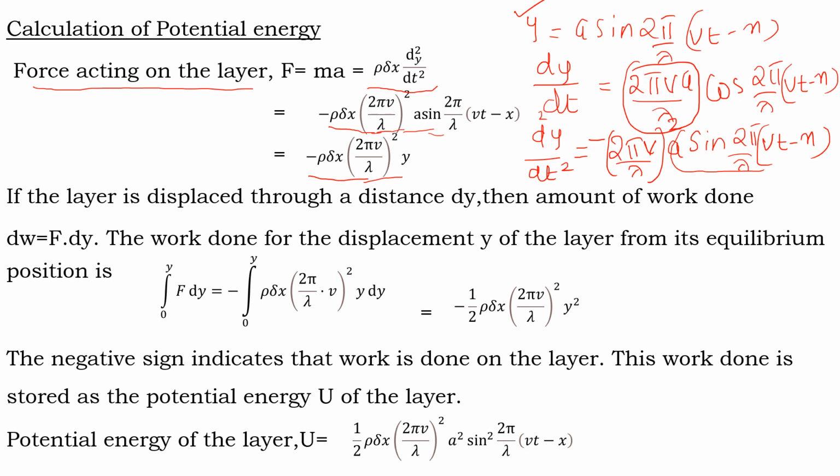This is the force acting on the layer. Because of this force, if the layer is displaced through a distance dy, then the amount of work done can be represented as dw is equal to f dot dy. Therefore, the total work done for a displacement y of the layer from its equilibrium position is integral 0 to y f dy.